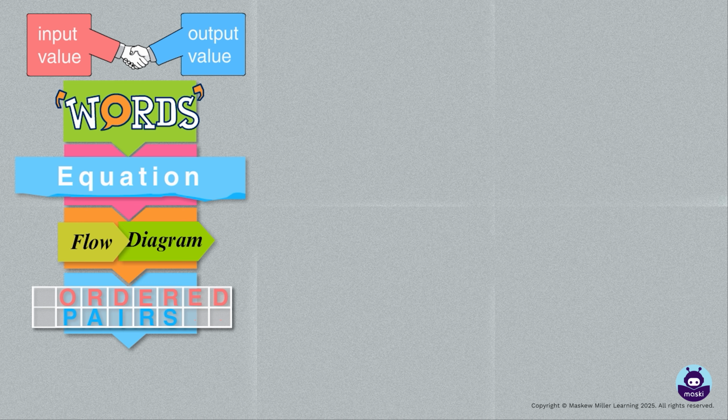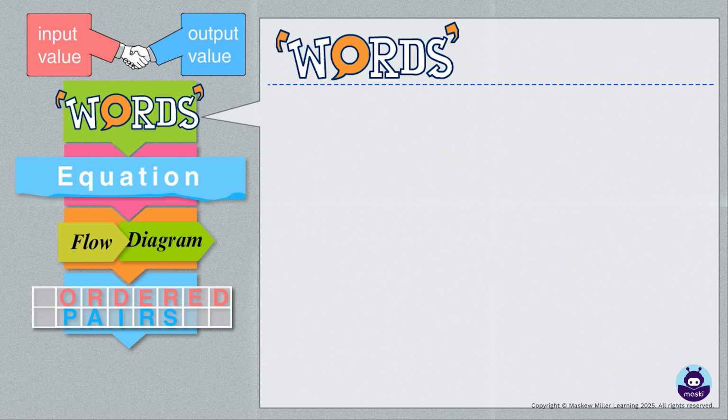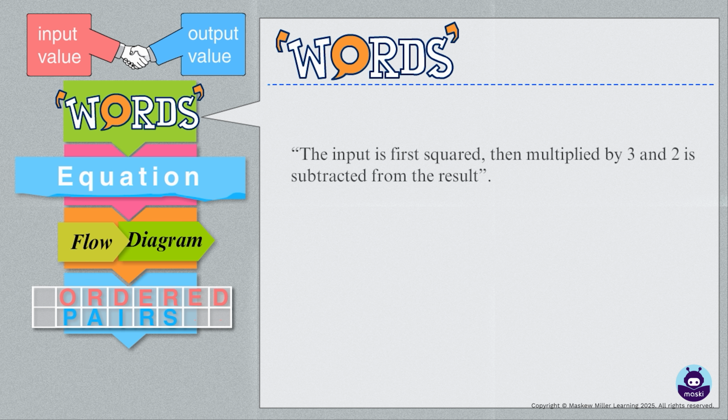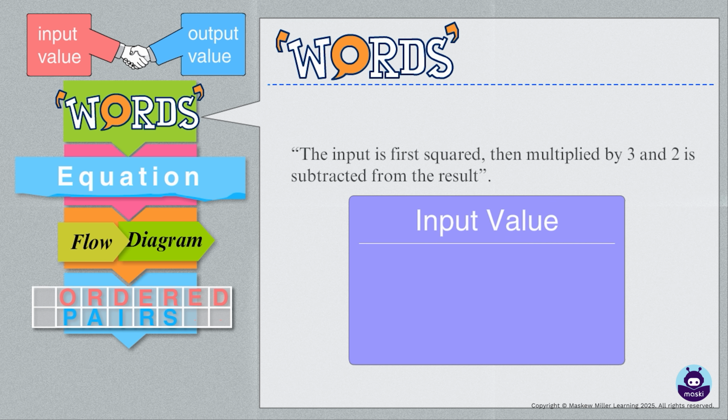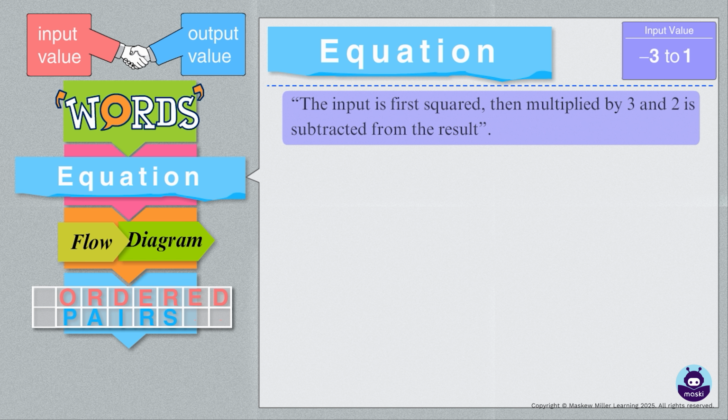Let's take an example. In words, we describe the relationship between the input and output values as the input is first squared, then multiplied by 3, and 2 is subtracted from the result. The input values are integers ranging from -3 to 1. Let's interpret the words and represent the rule mathematically in the form of an equation.